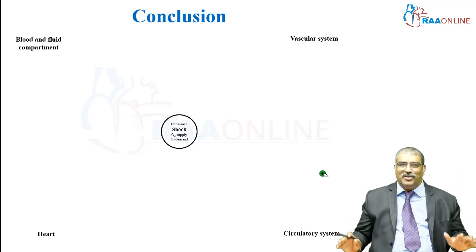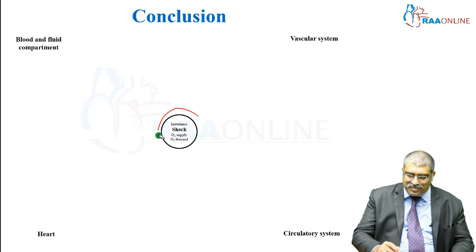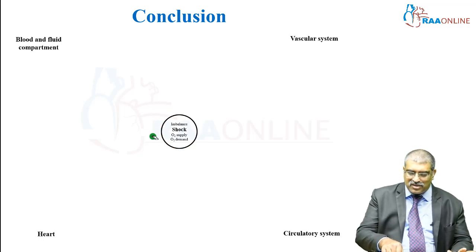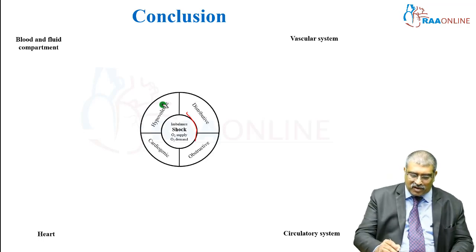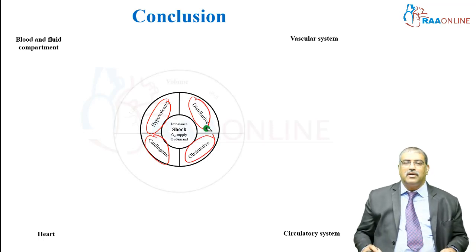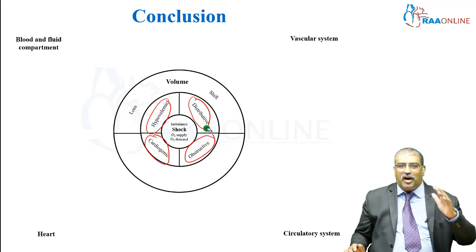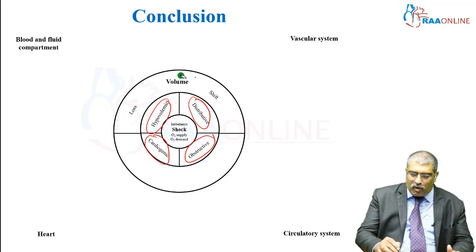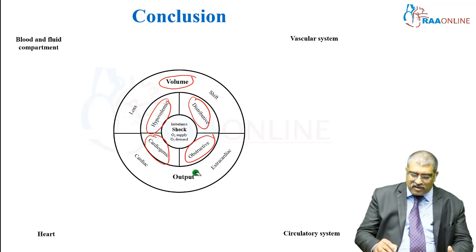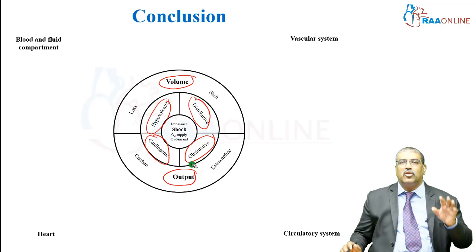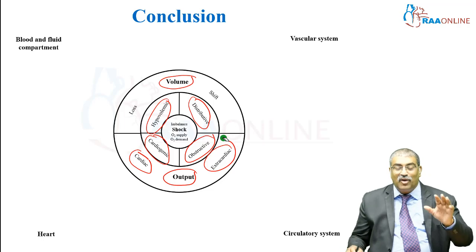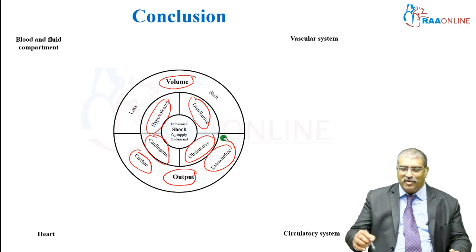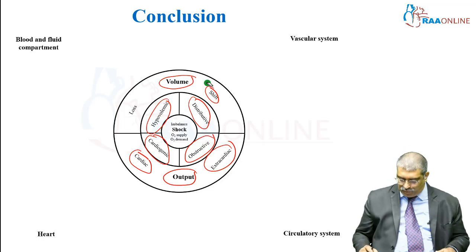So, to conclude, here it is an imbalance between oxygen supply and demand. Shock is nothing but an imbalance between oxygen supply and demand. There are 4 types of shock: hypovolemic shock, distributive, cardiogenic and obstructive. And in case of hypovolemic and distributive, it is the volume which is affected, and in case of cardiogenic and obstructive, it is the cardiac output which is affected. Here the output, it can be cardiac or extracardiac. In volume, it can be the loss of body fluid or the shift of body fluid.